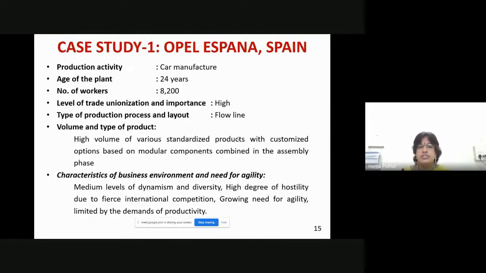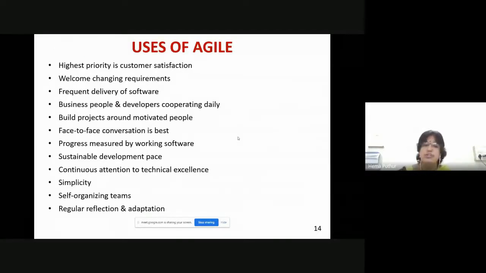The trends towards manufacturing. All the case studies I have focused on are exclusively on four industries in Spain, and I am thankful to Professor Daniel from the University of Oviedo, Spain. Thank you for his contributions to developing these particular case studies. I have collected them from him to develop these case studies here.